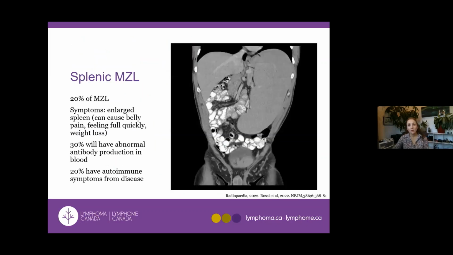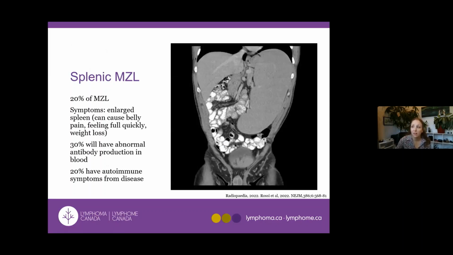So the next most common type after MALT is splenic. This makes up about 20% of marginal zone lymphoma. In this picture, you can see a very large spleen on the left side. The spleen essentially extends all the way down the abdomen. Normal is up to 13 centimeters. So you can see this is quite large.